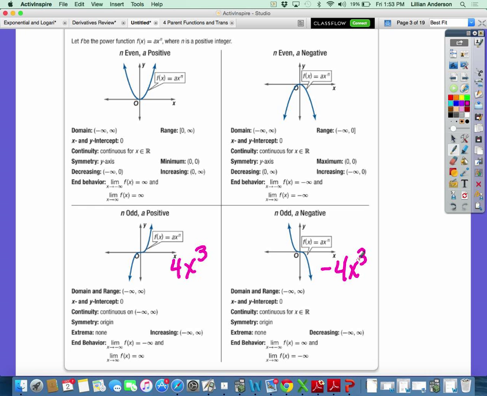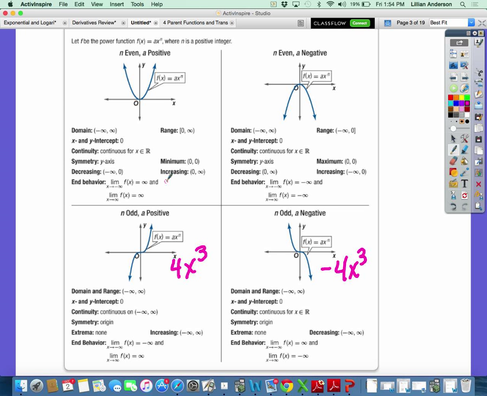Okay, as a limit, as x approaches either negative infinity or as x approaches positive infinity. That means as x gets closer and closer to negative infinity, what's happening to my y's? They're approaching negative infinity. And as x approaches positive infinity, what's happening to my y's? Positive infinity. It's increasing up to what y value?